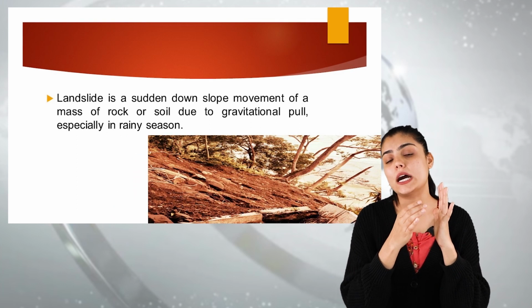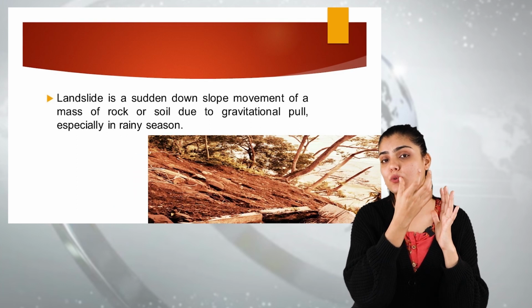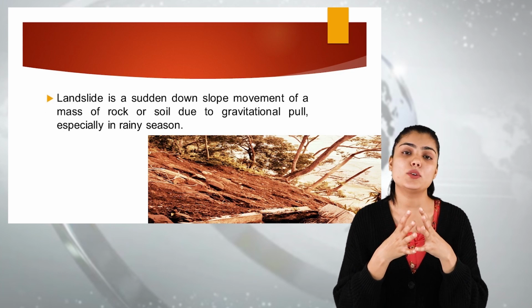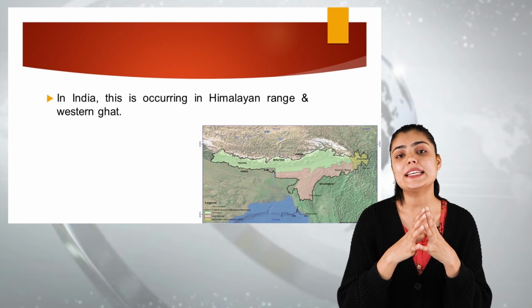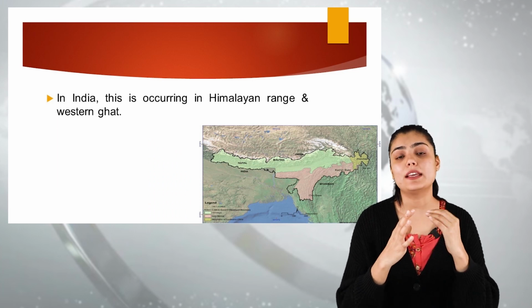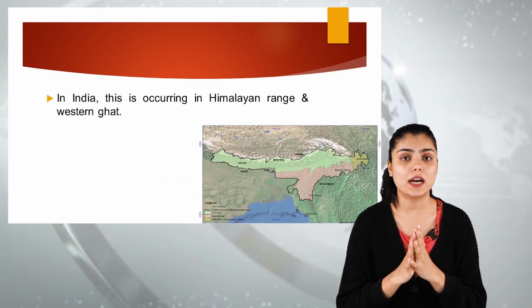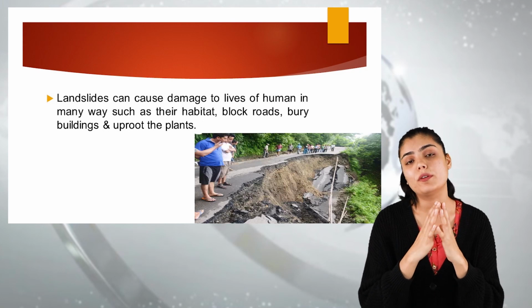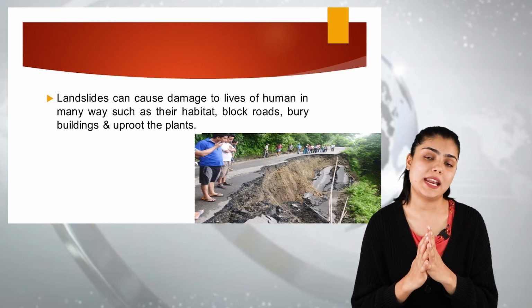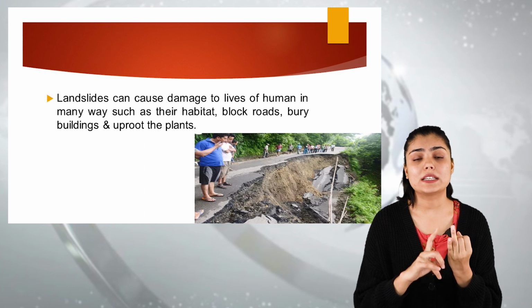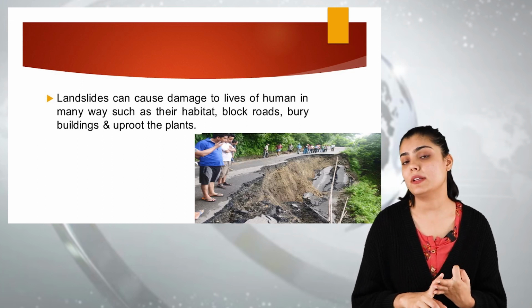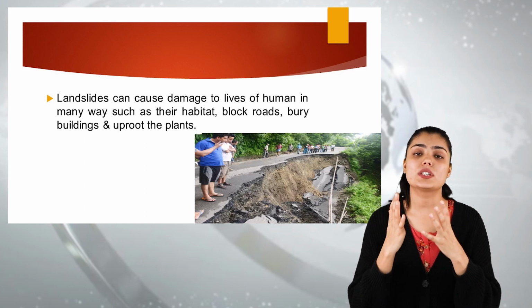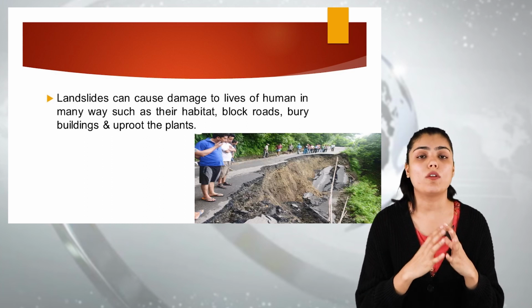Landslide is a sudden downslope movement of the land due to gravitational pull, and that usually occurs because of rainfall during the rainy season. In India, landslides are majorly seen in Himalayan regions and Western Ghats. Landslides may also be fatal. They may cause damage to human life as they cause roadblocks, uproot the plants, and disturb the habitat of the people and animals, and these factors eventually affect the health of the people.